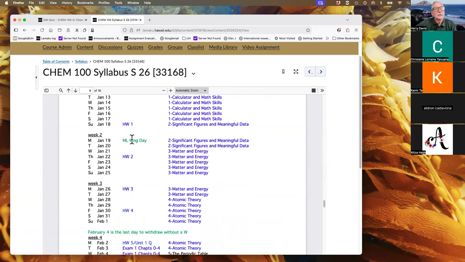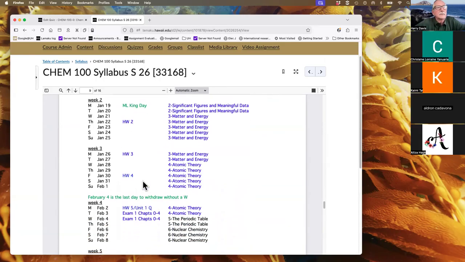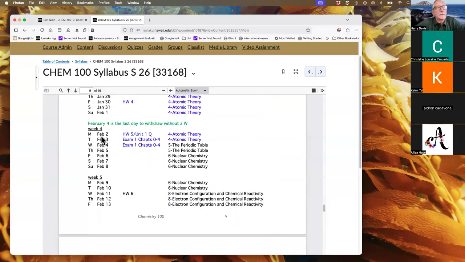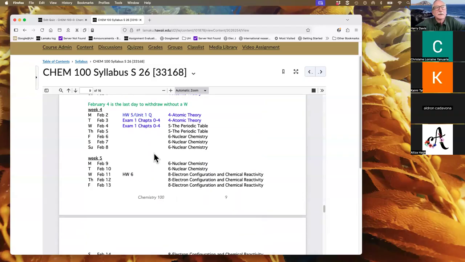And then I put the holidays in here, but they don't really mean too much because we're asynchronous online. So here's the other homeworks for Unit 1. Then finally, on February 2nd, all the Unit 1 quizzes are due, as well as homework 5. And the next morning, exam 1 is available. And then you have 2 days to take the exam. Okay. That makes sense?